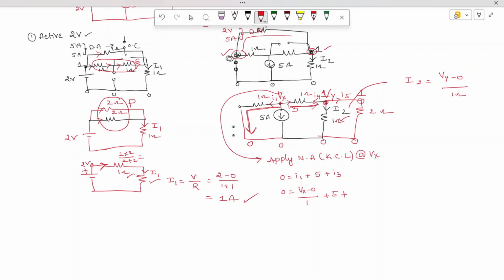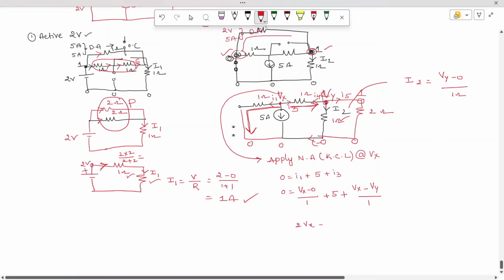how to write down the current I3 which is flowing in this direction: Vx minus Vy by 1. Somewhere it is leaving, therefore Vx minus Vy divided by, what is this value? 1. So when you do all this calculation and express it in the form, 2Vx minus Vy is equal to minus 5. This is the first equation.